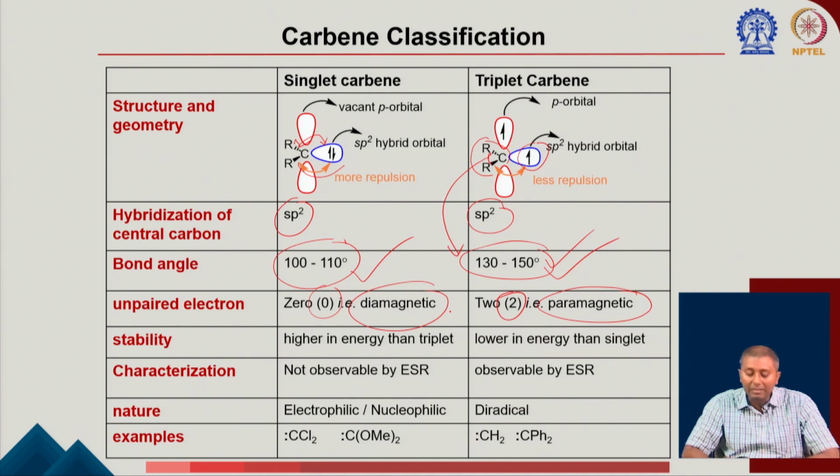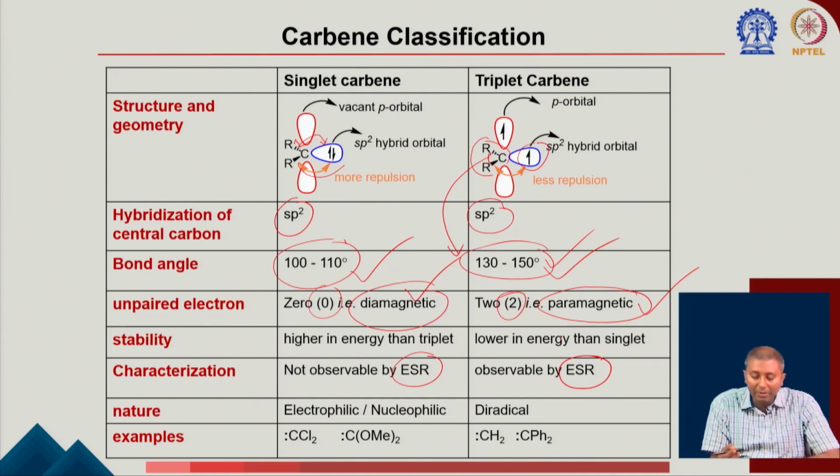Now, regarding energy, you can always see the singlet will be higher in energy compared to the triplet. The triplet will be a more stable state compared to the singlet state. And as you can see, the singlet compounds are diamagnetic, so you cannot see a peak in the ESR spectrum. But because the triplets are paramagnetic, you are able to see the ESR spectrum. So you can find out the generation of triplet carbene through ESR spectroscopy.